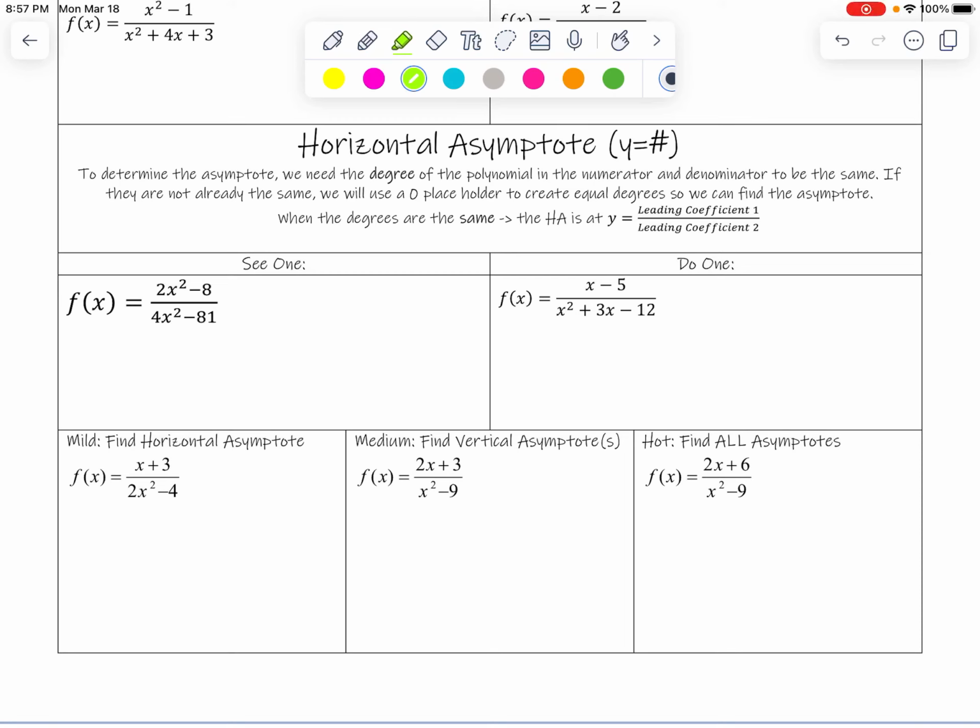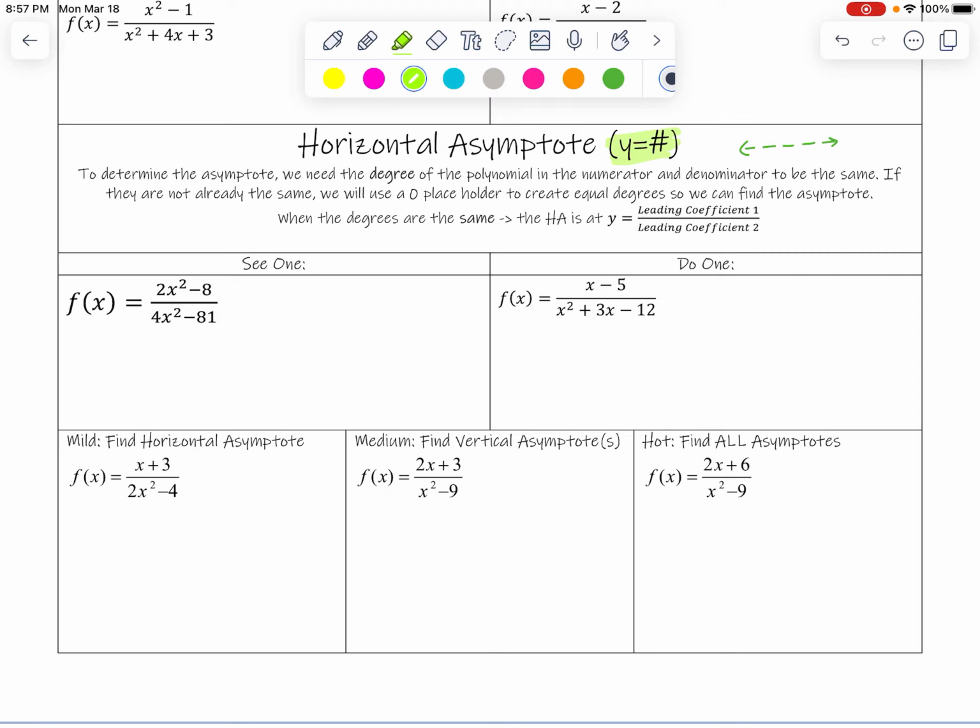We're going to go over how to find the horizontal asymptote for a rational function. So remember, the horizontal asymptote is a horizontal dotted line. So horizontal is in this direction here. And then to write the equation of that horizontal line, it's always y equals some number. So we need to figure out how to find that number.